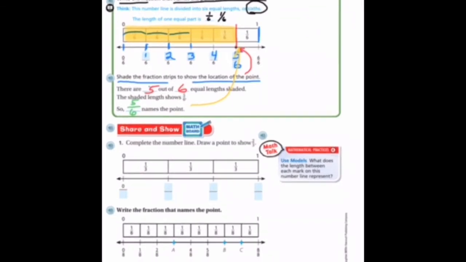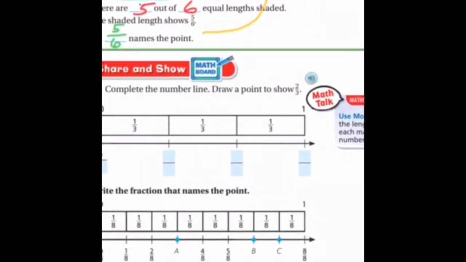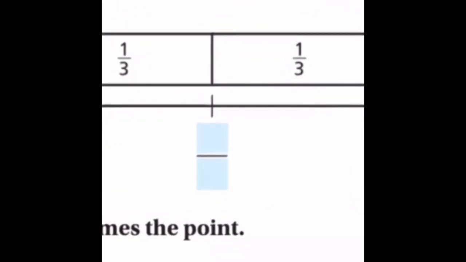Alright, share and show. Let's do number 1 together and 2, and you can do 3 and 4 on your own. It says complete the number line, draw a point to show 2/3. So we have to do that part, draw a point to show 2/3. So if I look at my number line, that's 0/3. This would be 1/3. This is the spot where I have 2/3. So I'm going to draw a point on my number line right there. There's my number line, or there's my point.